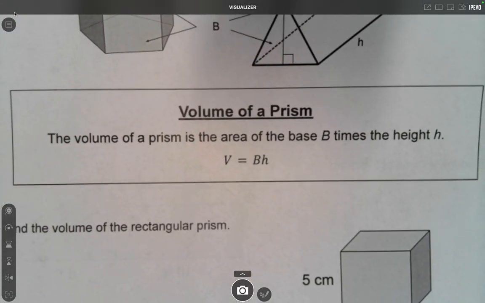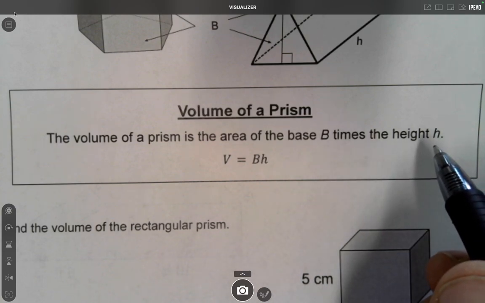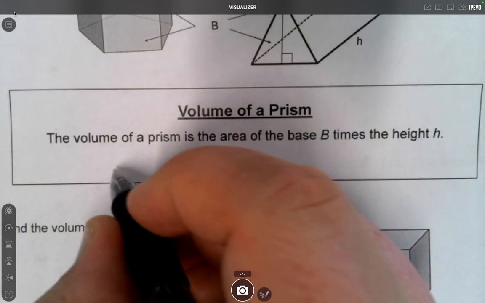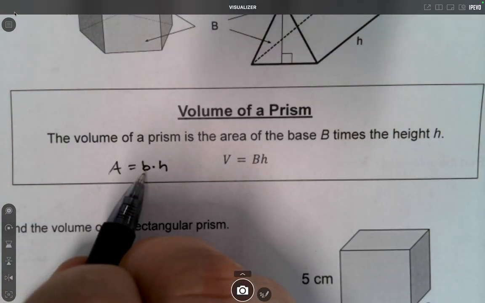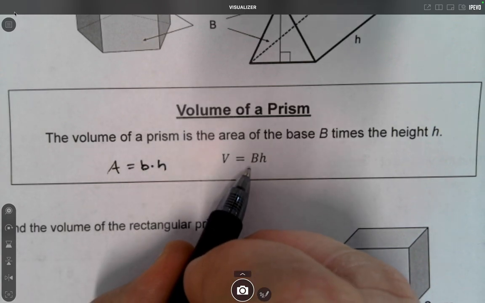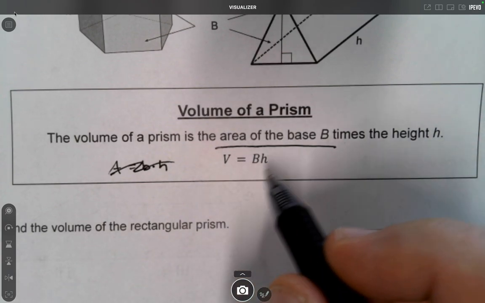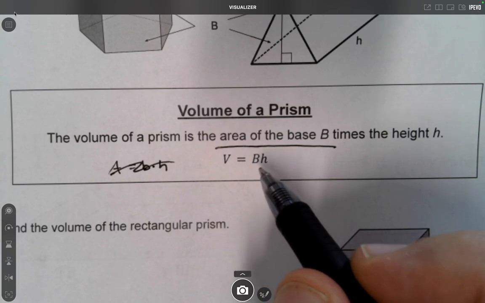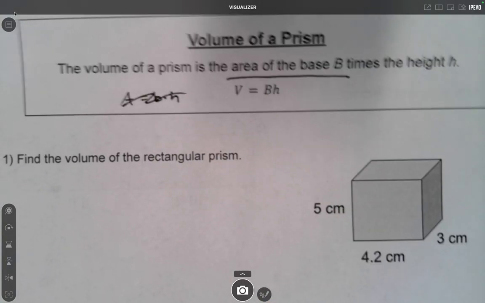Now the volume of a prism is the area of its base times its height. So notice there's a reason they do a capital B right here, because we have before had area equals base times height, like for a parallelogram, and the lowercase b is a length of a base, whereas uppercase B is the area of the base. So make sure you understand that this B represents an area that will change based on what kind of prism we're dealing with. So we'll see that first here.